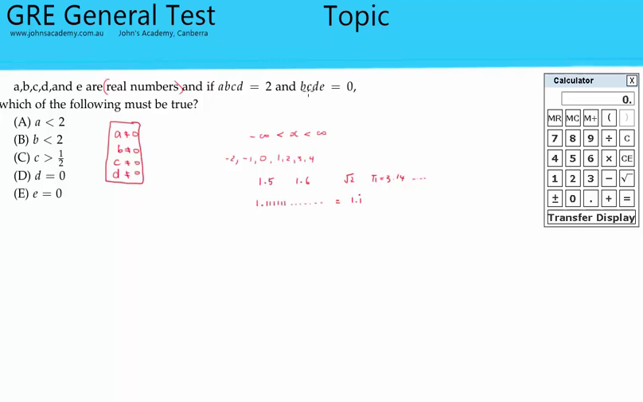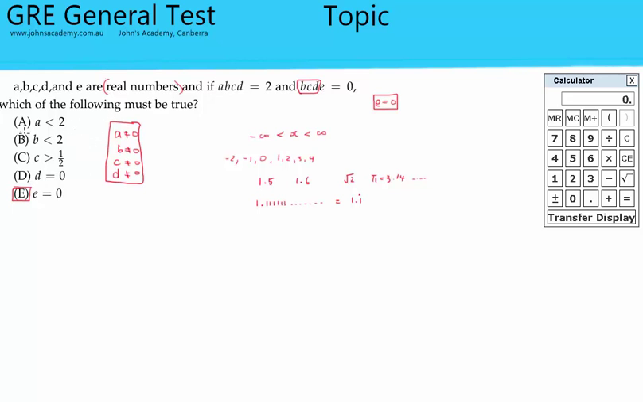So that's a conclusion that we can make out of this. However, what we see in the second equation is that B times C times D times E equals 0. But we know that B times C times D cannot be 0. So what must E be such that a non-zero number multiplied by it is equal to 0? The only possible choice is that E must be 0, which is actually answer choice E.